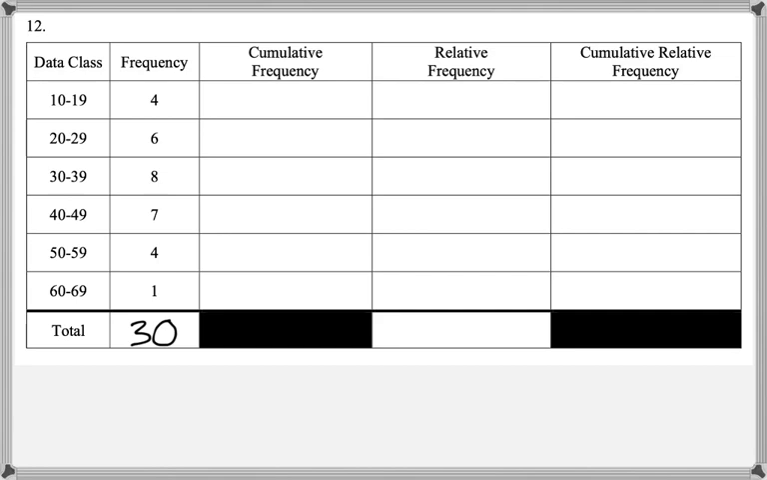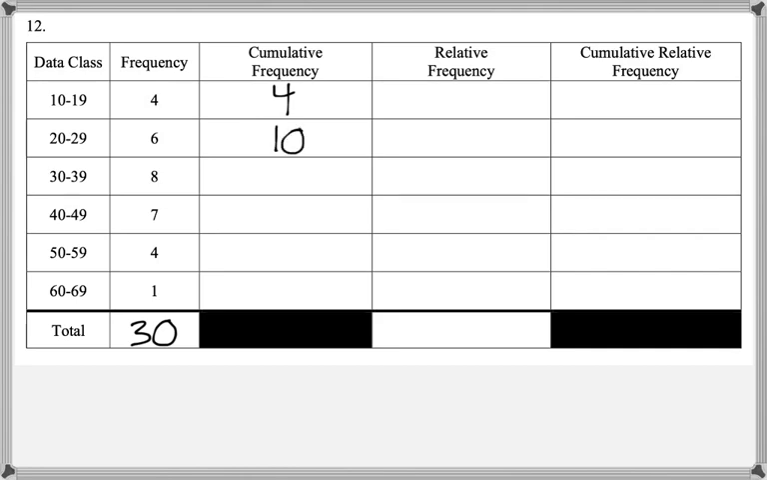Next, I want to calculate the cumulative frequencies. Now the cumulative frequencies are the sum of the frequencies of a class and all previous classes. So the first class, there are no previous classes because it's the first class. So the cumulative frequency is going to be the same as just the frequency, so 4. For the second class, I want to take the frequency of 6 and add it to the previous one, which is 4. So that would be 10.